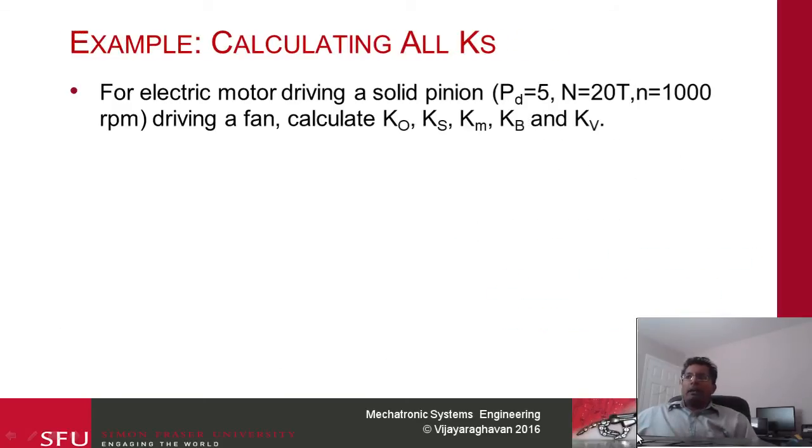Okay, so the next step is we're going to try to calculate all the values for K. Basically, we'll calculate the values of KO and KS, and the rest of it I'm going to let you figure out yourself. So for an electric motor with Pd of 5, number of teeth 20, RPM 100, a fan driving another fan, I'm going to have you calculate the value of KO and KS and then extend it to calculate KB as well.